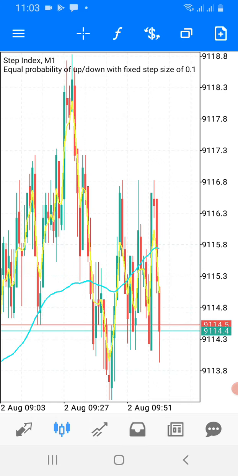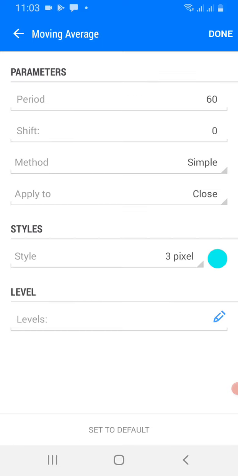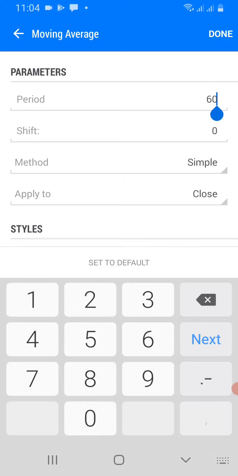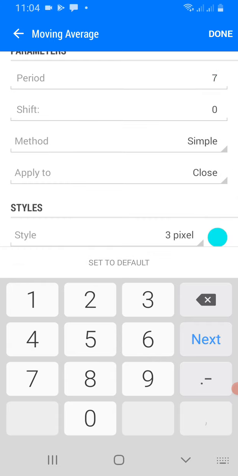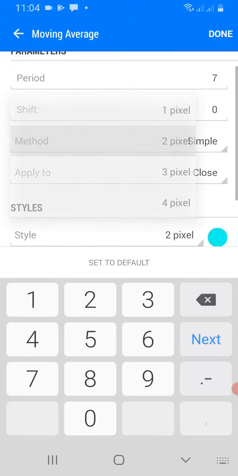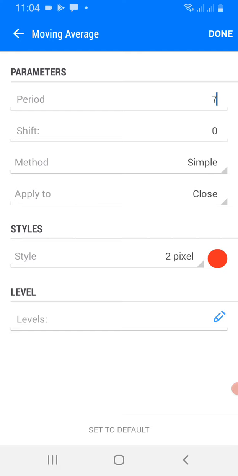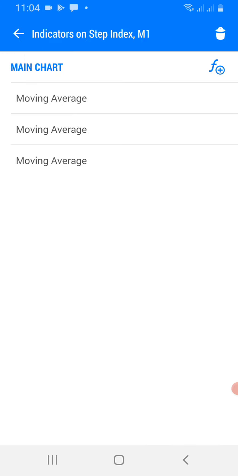The next indicator is a moving average also. Add another moving average. This time period 7. Period 7, guys. It's a very powerful strategy. Method simple. Apply to close. Let's take 2 pixel. Let's use red. You can use the color of your choice for your own understanding. Done. Okay, so the next indicator right now, we'll be using the stochastic oscillator.